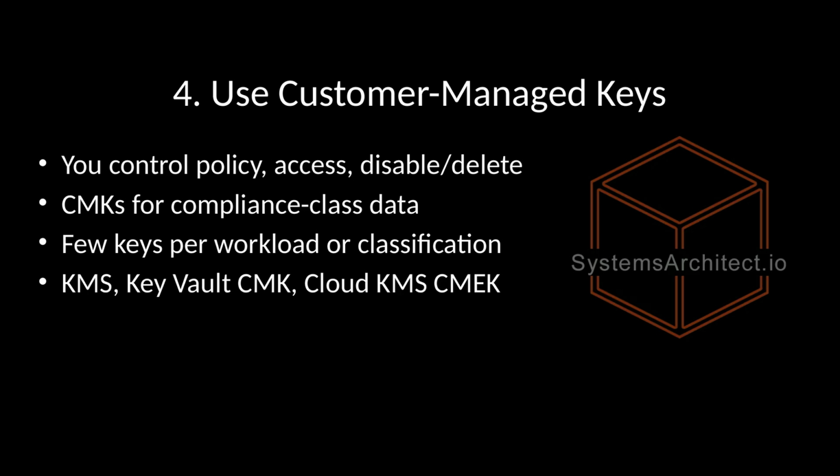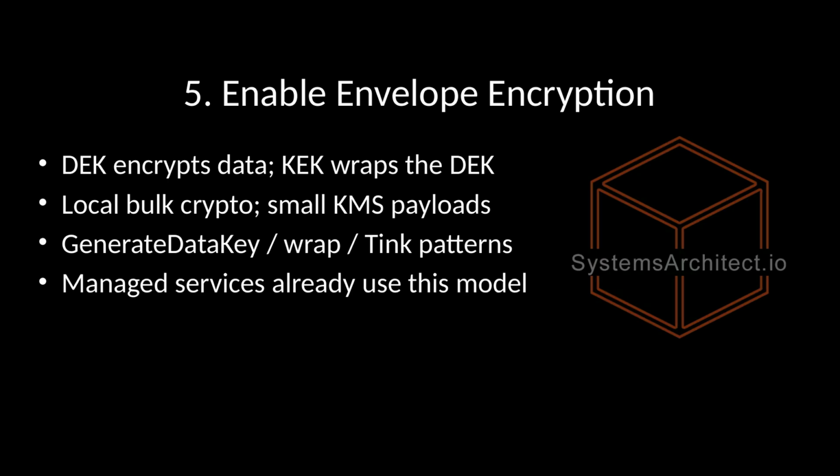Fifth, enable envelope encryption. What is envelope encryption? A data encryption key encrypts bulk data locally. A key encryption key from KMS wraps only that small DEK. Sending every byte to KMS is slow and, on AWS, limited to about 4 kilobytes per call. Envelope encrypts at CPU speed, then wraps the DEK, a short-lived data encryption key, DEK, encrypts your actual data.